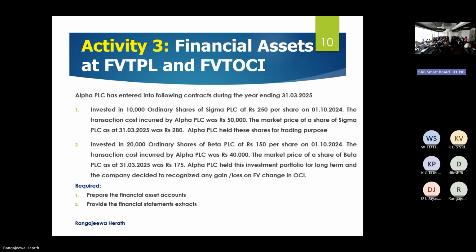Within one statement of profit or loss you can show the extract of these two investments. One statement of financial position, now you will have one investment financial asset at fair value through P&L, one asset at fair value through OCI.